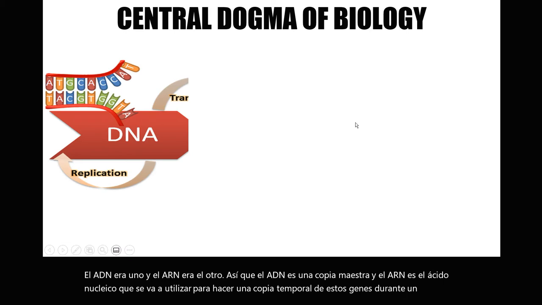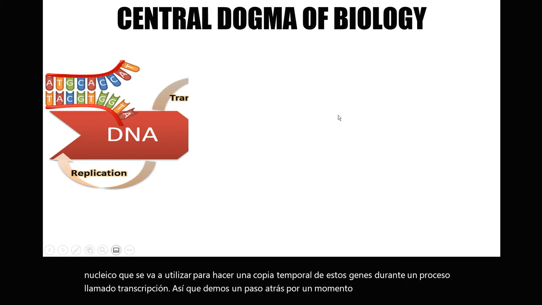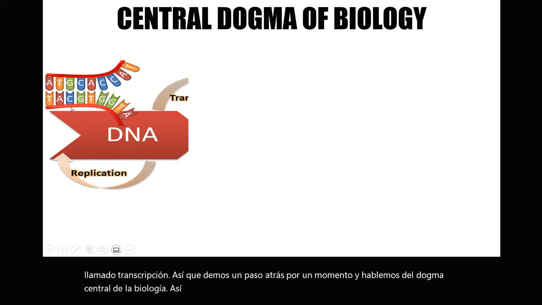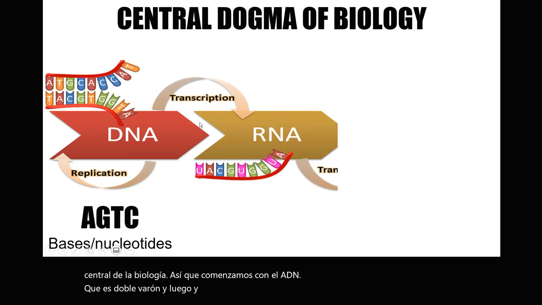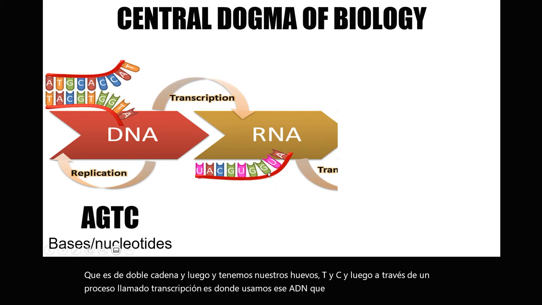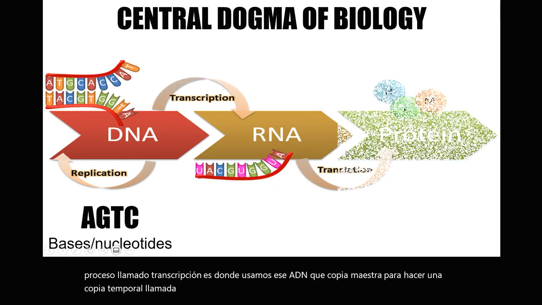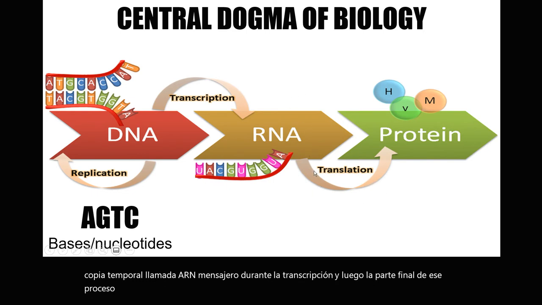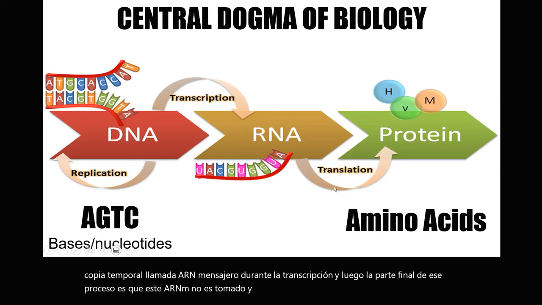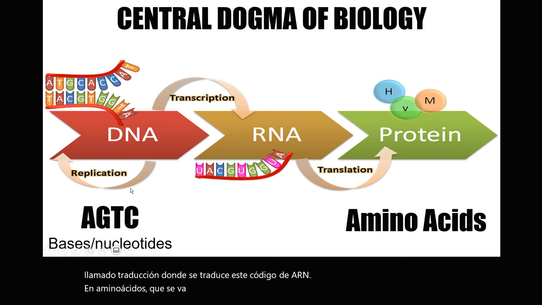So let's take a step back for a moment and talk about the central dogma of biology. So we start with DNA, which is double-stranded, and we have our A's, G's, T's, and C's. And then through a process called transcription, we use that DNA, that master copy, to make a temporary copy called messenger RNA. And then the final part of that process is that this mRNA is then taken and used by the ribosomes to do a process called translation, where you actually translate this RNA code into amino acids, which is going to make your proteins. So these things are all linked together.